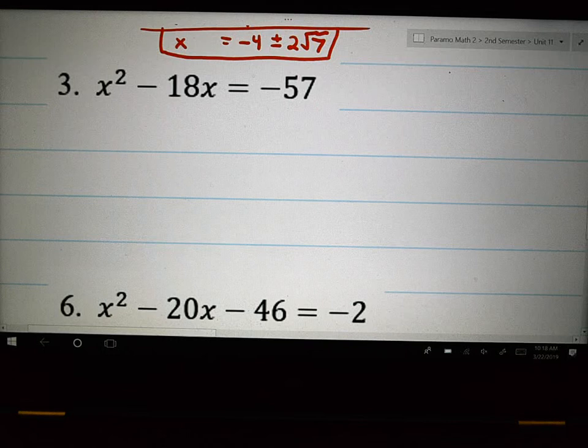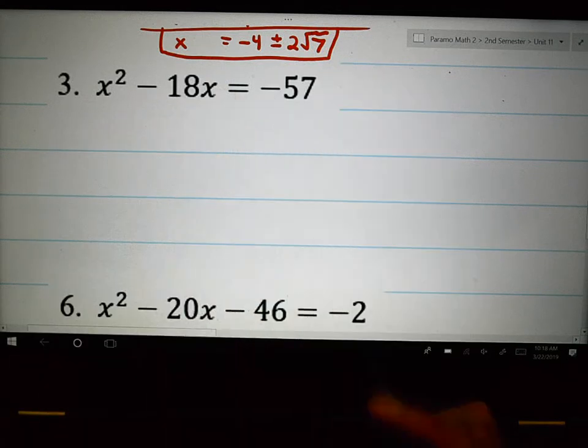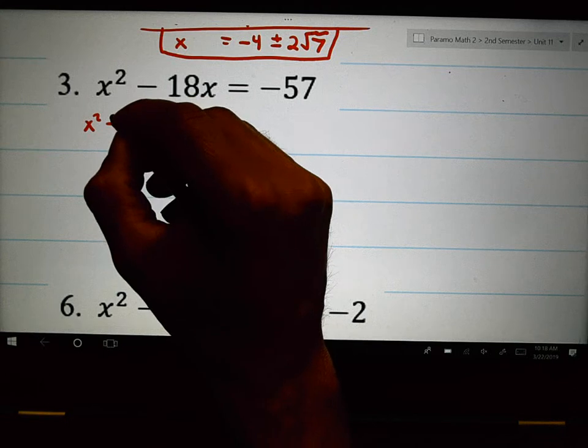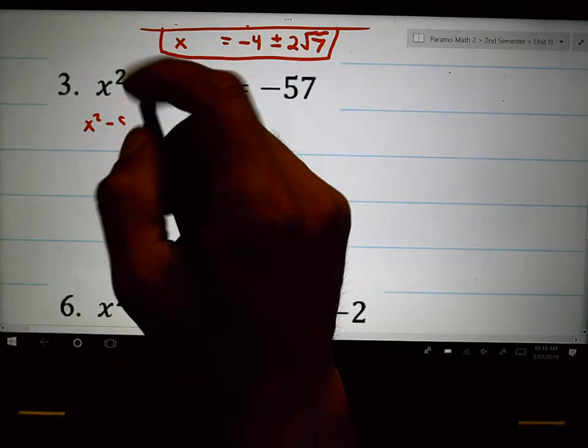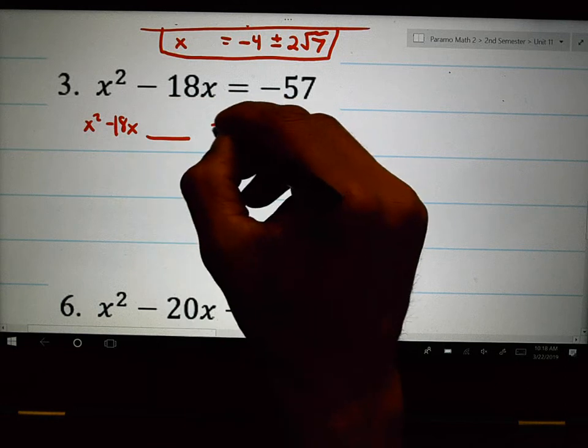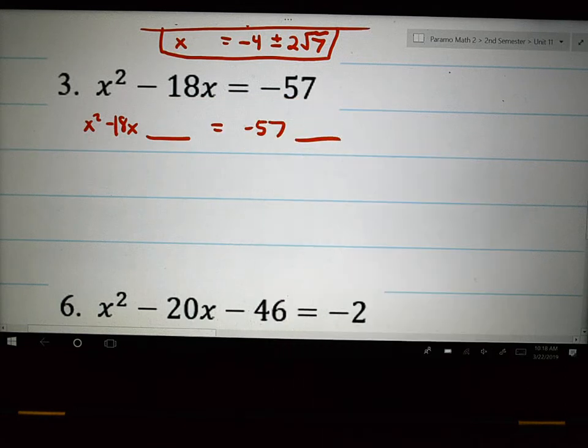So what happens if the C value is already moved? I chose number 3 for you on your worksheet as well. If the C value is already moved, you can go directly into step 2. Step 2 is put those underscores there so you know that you have to put something inside there to complete that square.